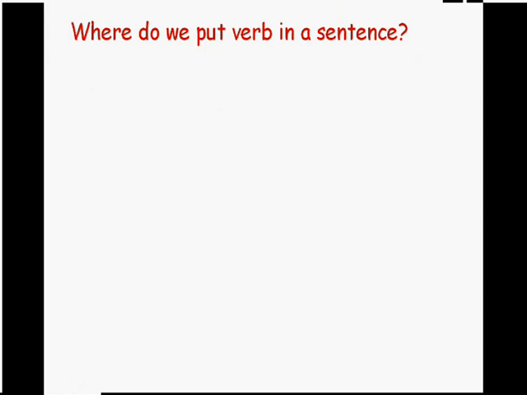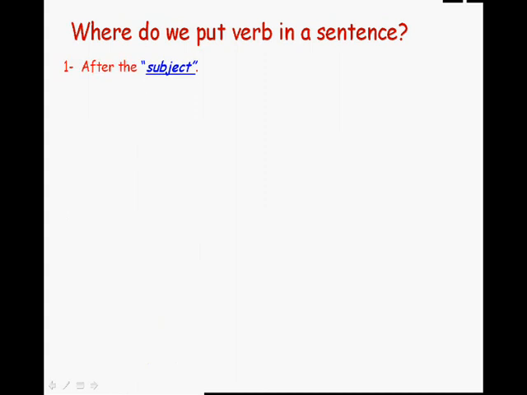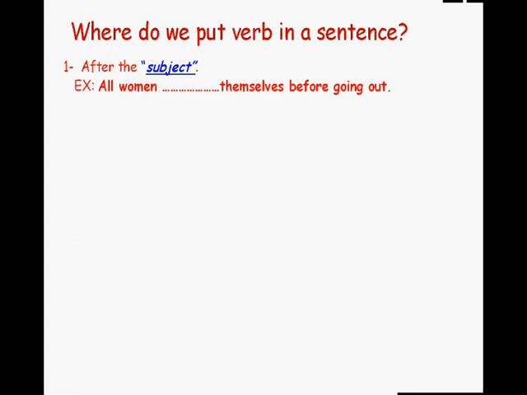Okay, now we are going to look at the position of a verb in a sentence. Where do we put a verb in a sentence? Number 1, after the subject. So, whenever you find the subject, you put the verb after the subject, okay? In English, they always tell us that in a sentence we have subject, verb, okay? So after the subject, and the example is like that.